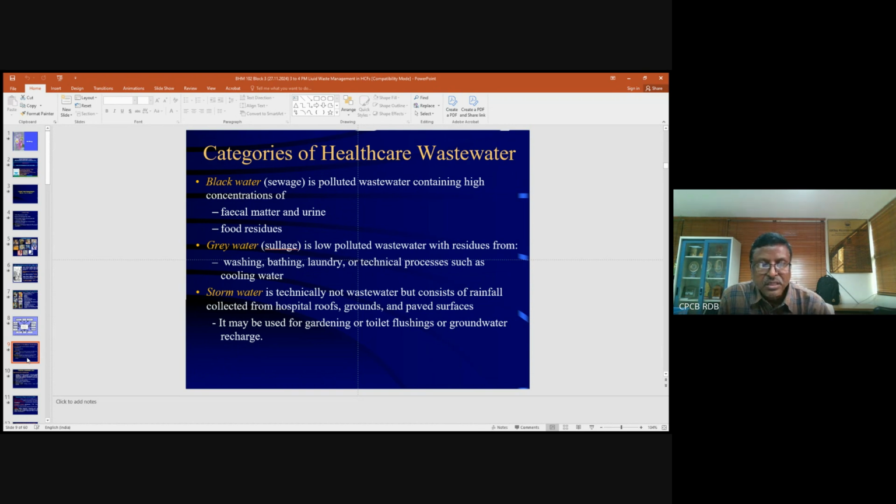And grey water is a low-polluted wastewater with residues from washing, bathing, laundry, or technical processes such as cooling water, etc. We call it grey water.